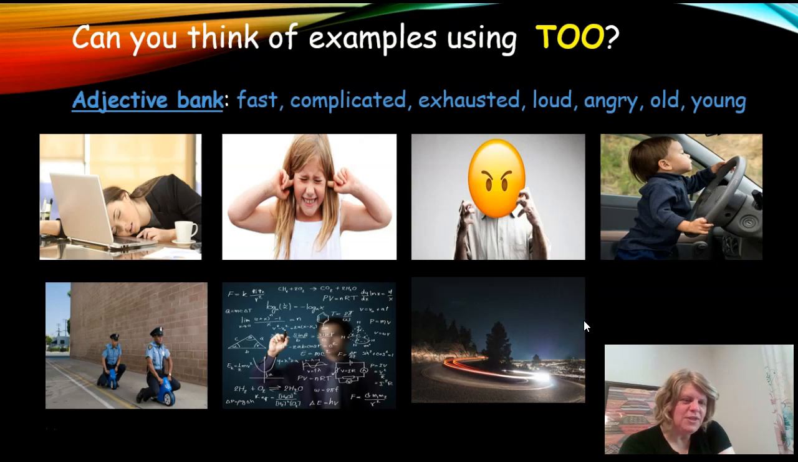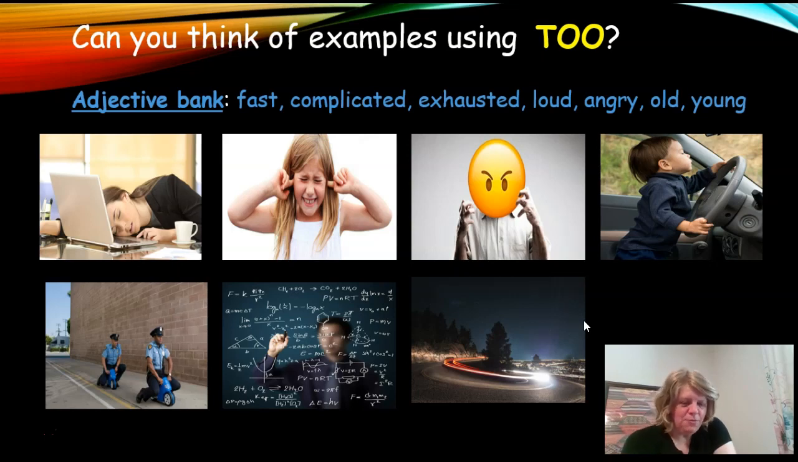If we look at the next picture, we see a young child in the driver's seat attempting to drive a car. Which adjective would be appropriate for this picture? Young. You are correct. He is too young to drive. Let's try to make sentences for the next pictures. What can we say about the police officers? You are right. The correct adjective is old, and we can say they are too old to ride children's bikes. What about the next picture? It shows a math problem and someone who has done a lot of work to solve it. So what would be the correct adjective to use here with too? You are right. Complicated. We can say this math problem is too complicated for me.